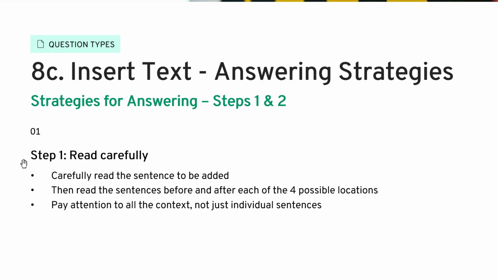Then you can go to the four possible locations. When you go to the possible locations, you can read the sentences before and after each location. And when reading, we need to look again at the context of that possible location, because if the sentences are already connected, you cannot insert a new sentence into them. So that's the first step: read the passage carefully.